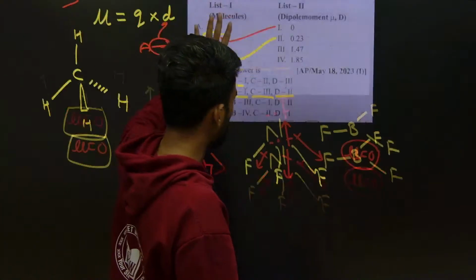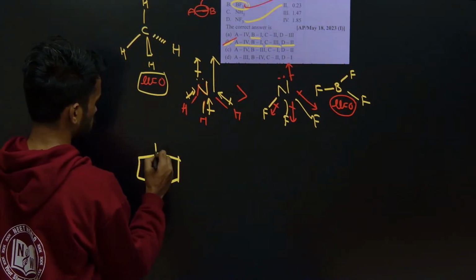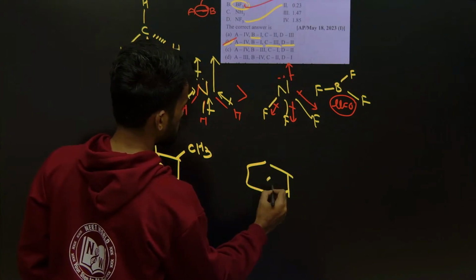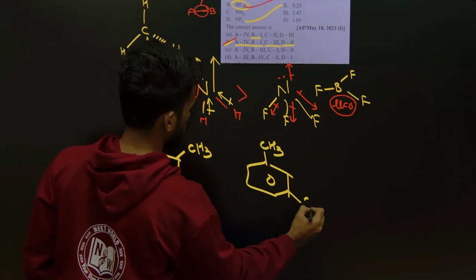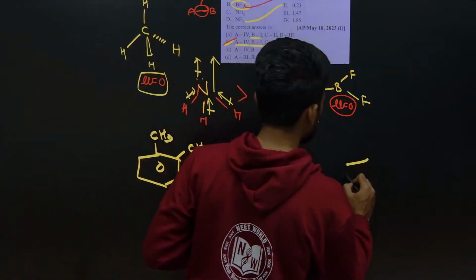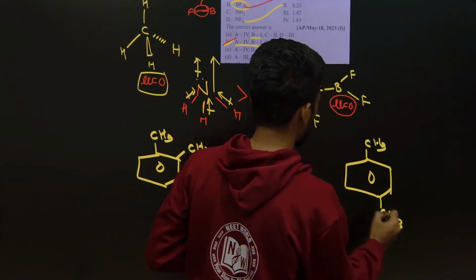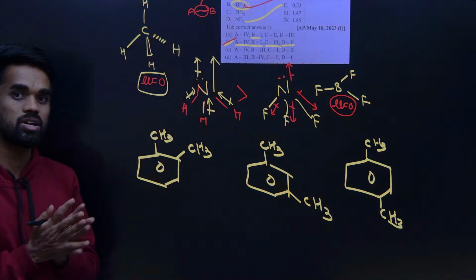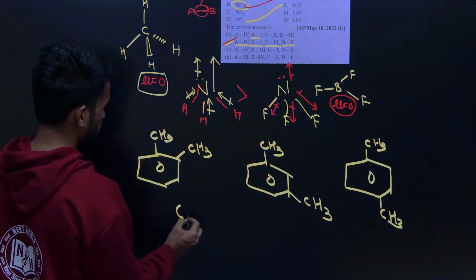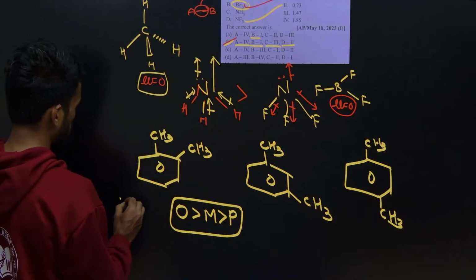Next, even in aromatic rings they will ask like this, they will mention it like this. Whenever there are the same type of groups on the benzene ring, like electron releasing groups and withdrawing groups, if those groups are the same, then this will be the order. You just remember ortho, meta, para. This is the order of dipole moment, mu.